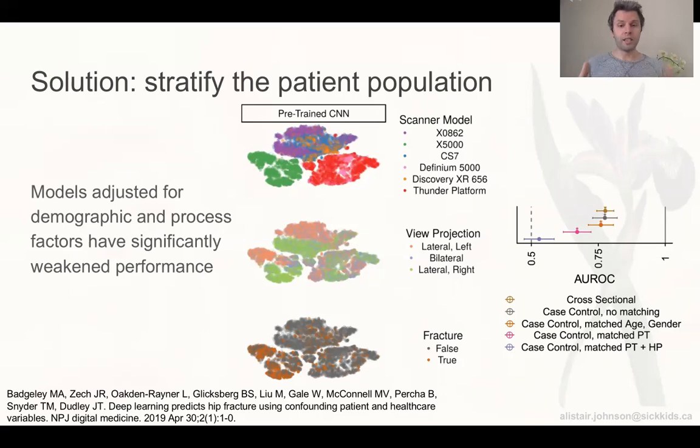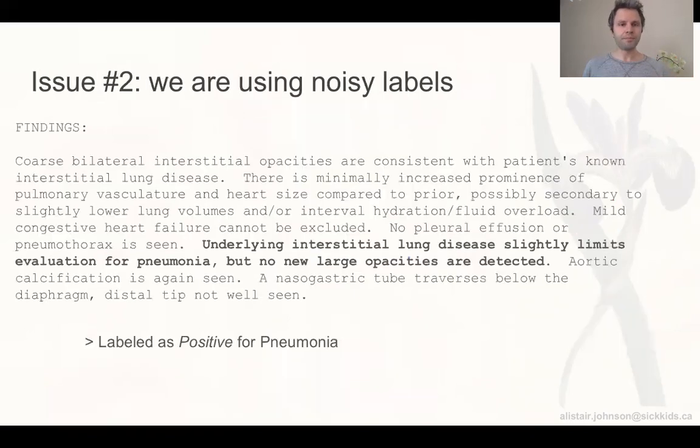So in this instance, they were looking at hip fractures. When they removed the information about the scanner model, and the information about what orientation you were taking the X-ray, they actually found that the model had chance performance at classifying fractures, which is a little bit scary, right? So you can't just do a cross-sectional study of these X-rays. You really have to think about this data generating process.